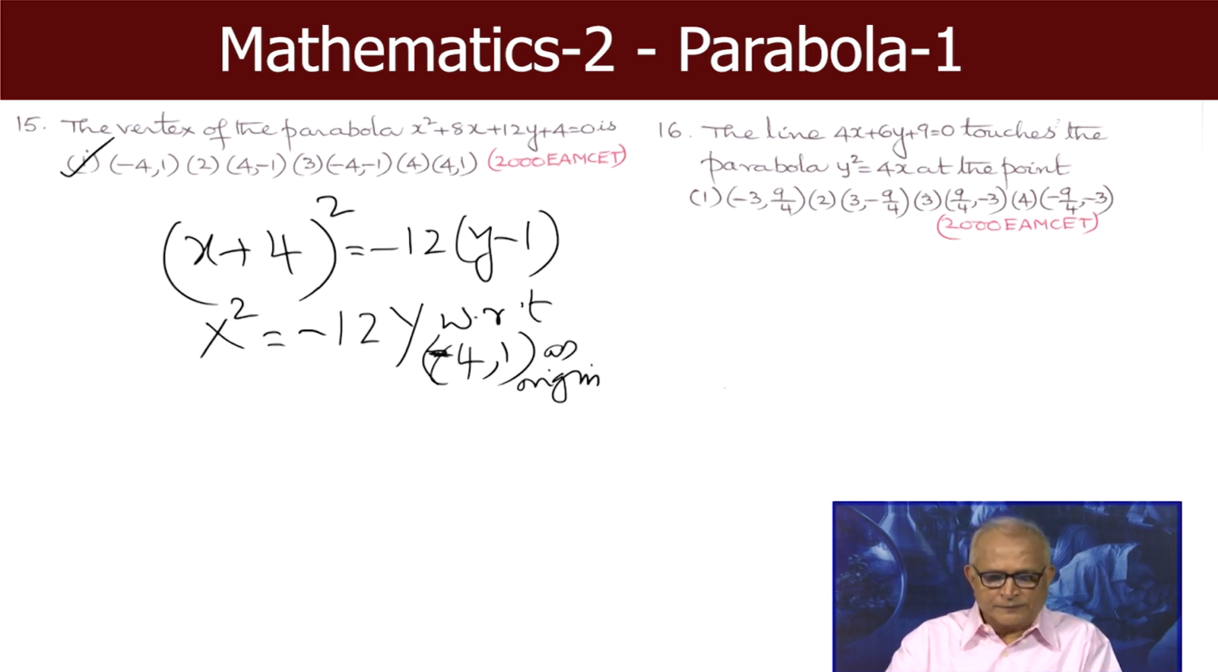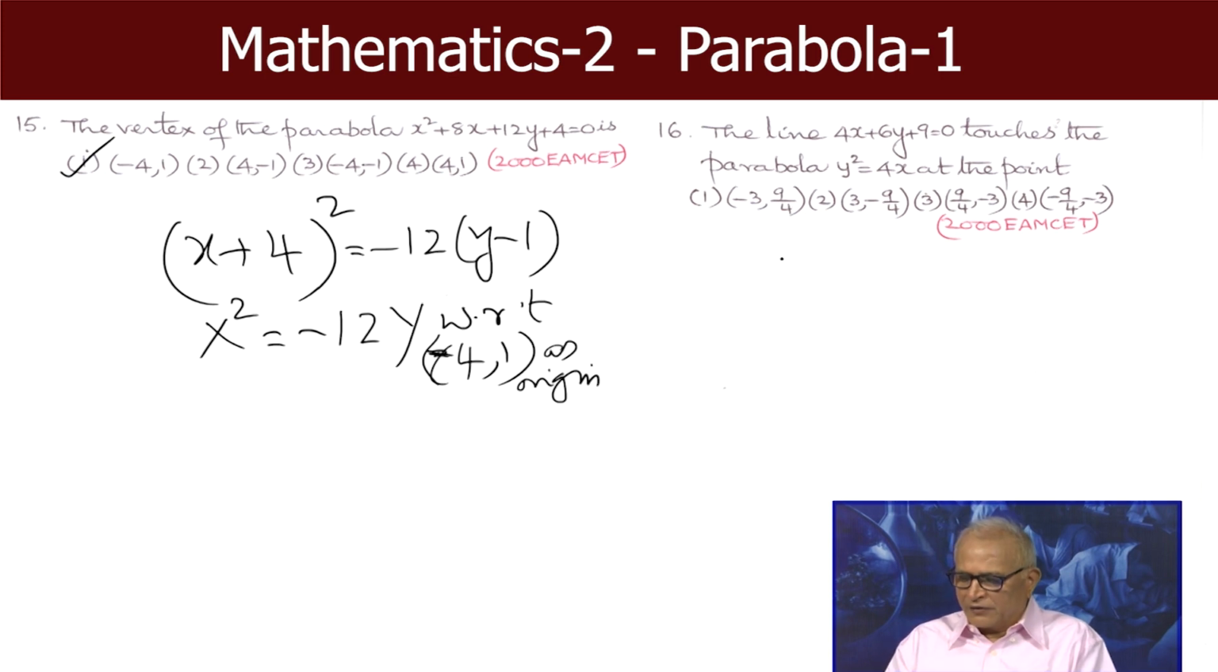So, that is the first option. The line 4x plus 6y plus 9 equal to 0 touches the parabola y square equal to 4x at the point. What is the point of contact of the line 4x plus 6y plus 9 equal to 0 with the parabola y square equal to 4x?